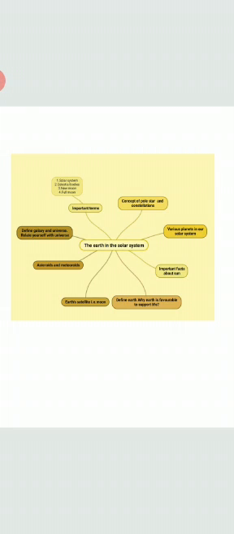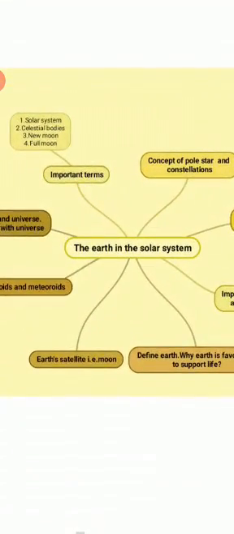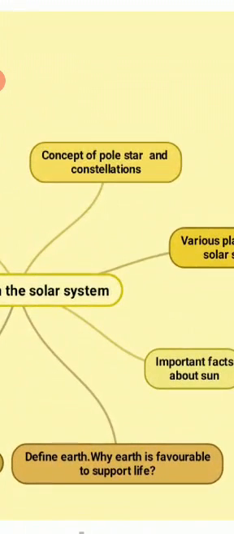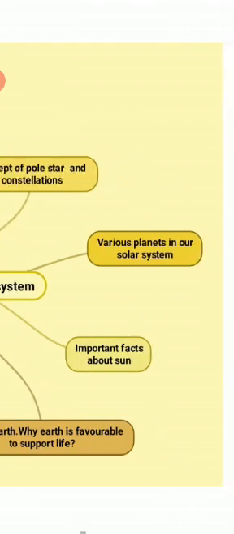I hope you have seen the previous video and you have grasped the knowledge about the topics covered in that video. We have covered in the previous lecture the important terms, that is, what we mean by solar system, celestial bodies, new moon and full moon. We have also covered the concept of pole star and different constellations. I think it will be clear to you now.